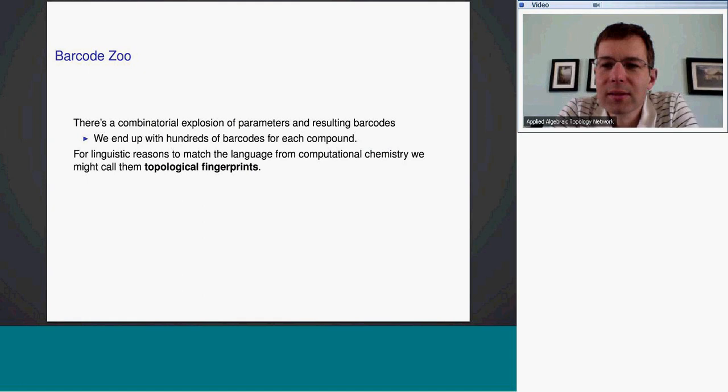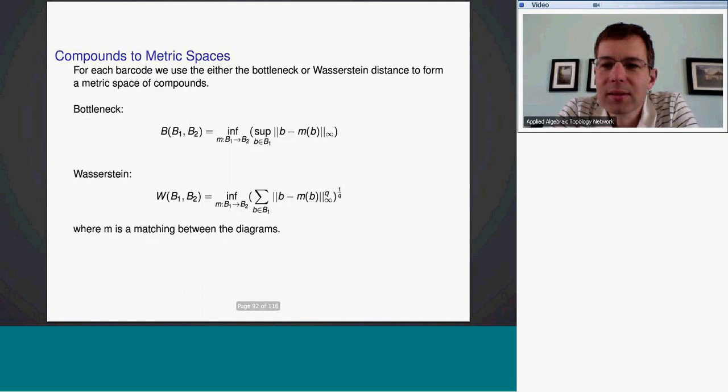Fingerprint is sort of the terminology for a compound. So I might call this collection of barcodes for a compound a topological fingerprint for the compound. I'm going to organize this collection into a metric space using Wasserstein or bottleneck distance.